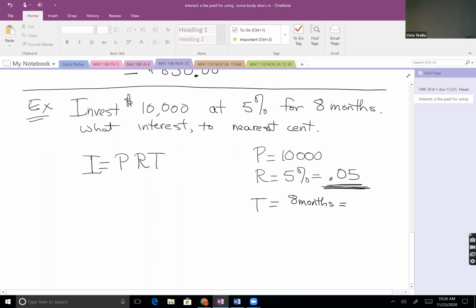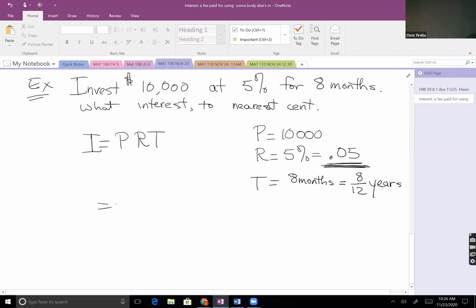But we can't use 8 because the formula is based on years. Is 8 months more than a year or less than a year? Less than a year. So it's going to be a fraction of a year. What fraction will it be? 8 over 12. Now, if you want to, you can reduce that, but a lot of times when you reduce that, you get a repeating decimal, and you can just type it into your calculator anyways. So I have a tendency to just leave that alone.